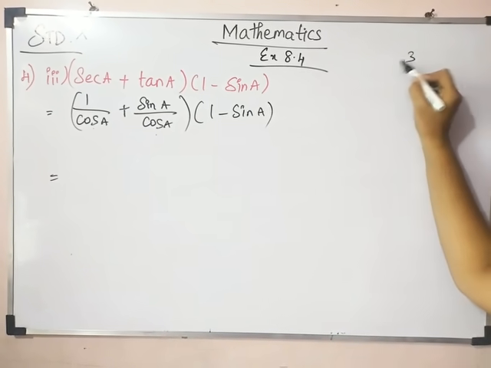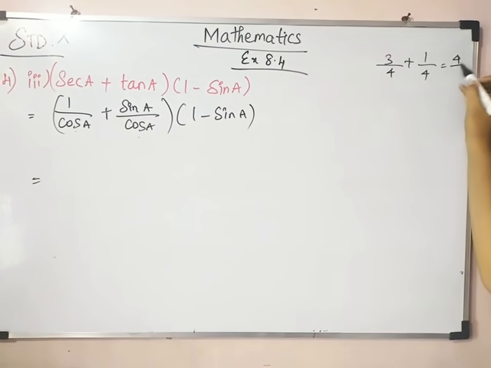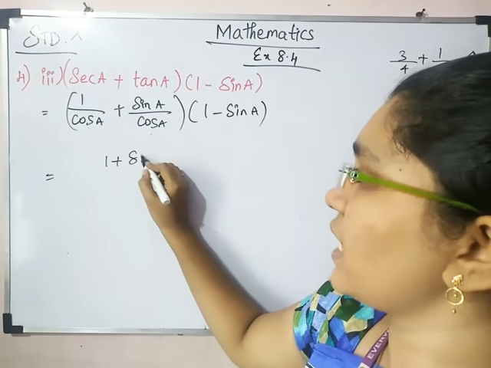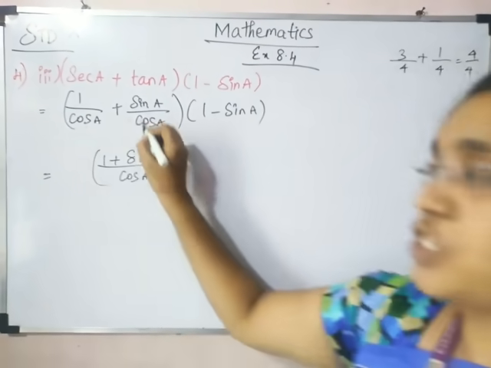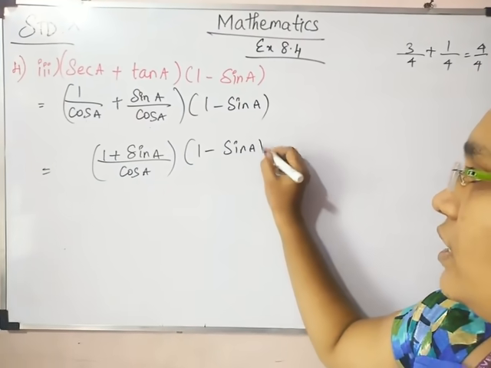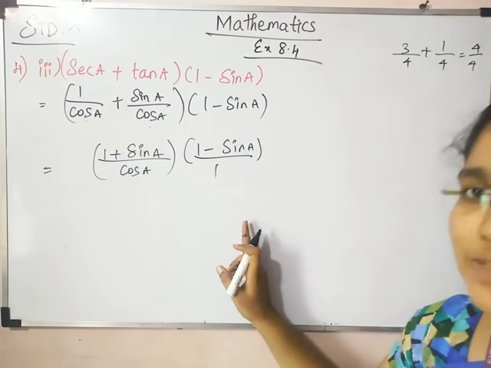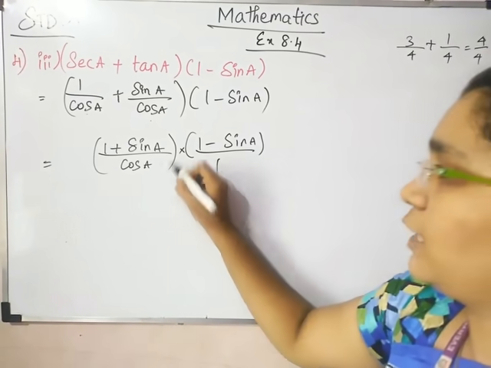For example, 3 by 4 plus 1 by 4 is given. What are you supposed to do? Directly we can write 4 by 4. Same way I'm going to do over here: 1 plus sin A divided by cos A. Just I have added these 2 terms. This is 1 term. So now 1 minus sin A. Here there is no denominator, so can we keep it as 1? If no symbol has been mentioned between 2 terms, what is the meaning of that? Yes, it's nothing but multiplication.